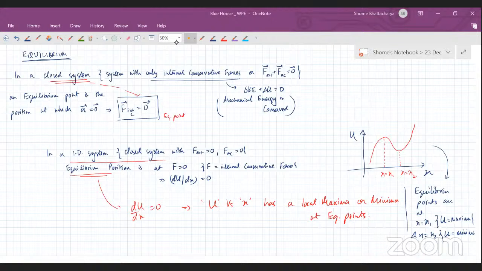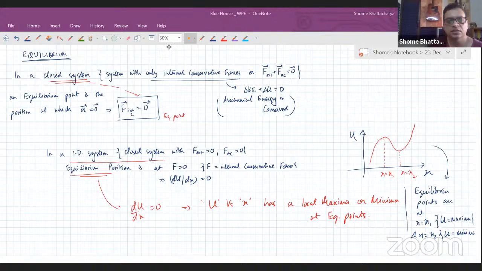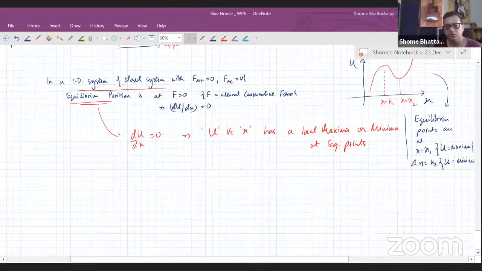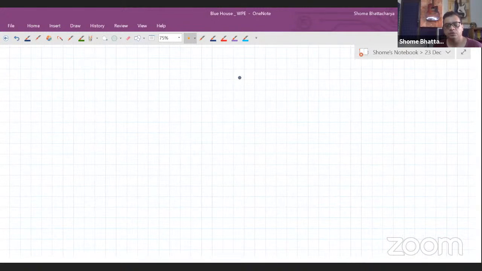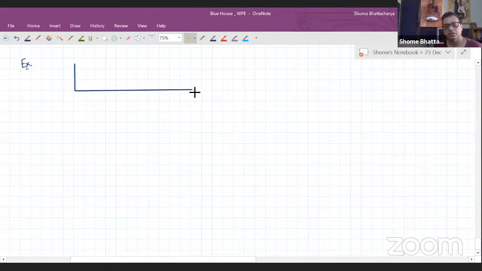Okay, so let's see some problems related to this concept of equilibrium positions. But before we come to problems, the most basic example of this is a spring mass system on a frictionless horizontal surface. We know that it's a closed system because there's no friction, and mg and normal reaction are balancing each other. So the net force acting on the body is only the conservative spring force.